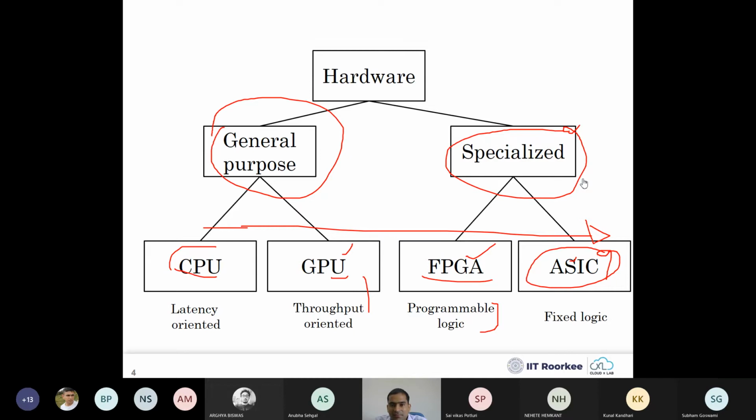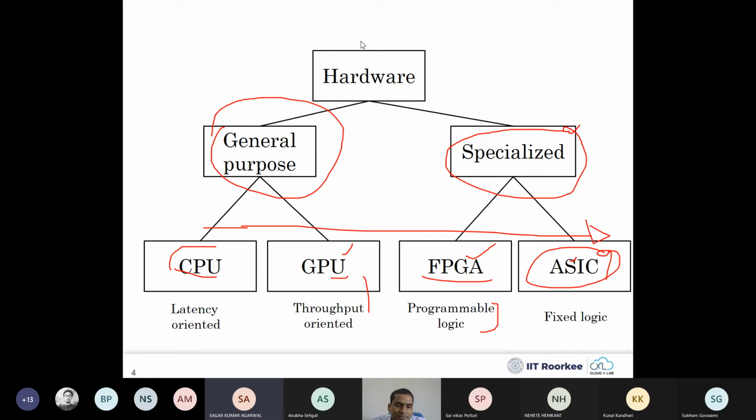Sir, why are we putting FPGA in it? FPGA can be used for multiple purposes. Yes, FPGA you can use for multiple purposes. So FPGA is not for single purpose, right? Yeah, you purchase an FPGA, and tomorrow you use it for something else, the third day you use it for something else. It is just programmable logic.